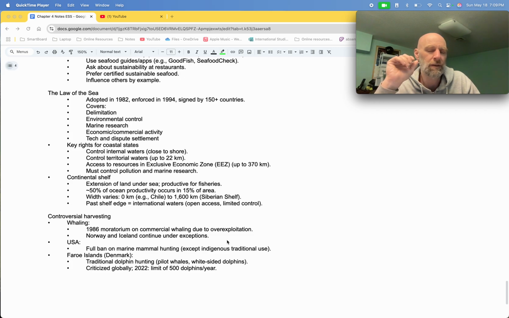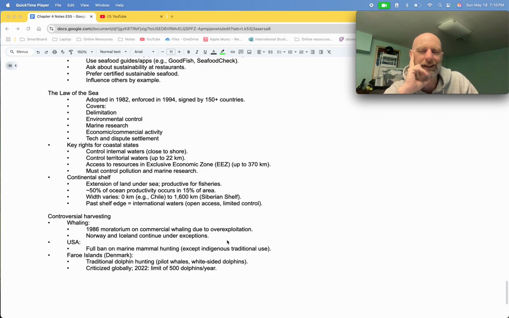Traditional dolphin hunting: pilot whale. This is in the Faroe Islands. You want to see some nasty stuff? Look up Faroe Islands whale harvest and click on images. Pilot whales, white-sided dolphins. This is criticized globally. In 2022, a limit of 500 dolphins per year was set.